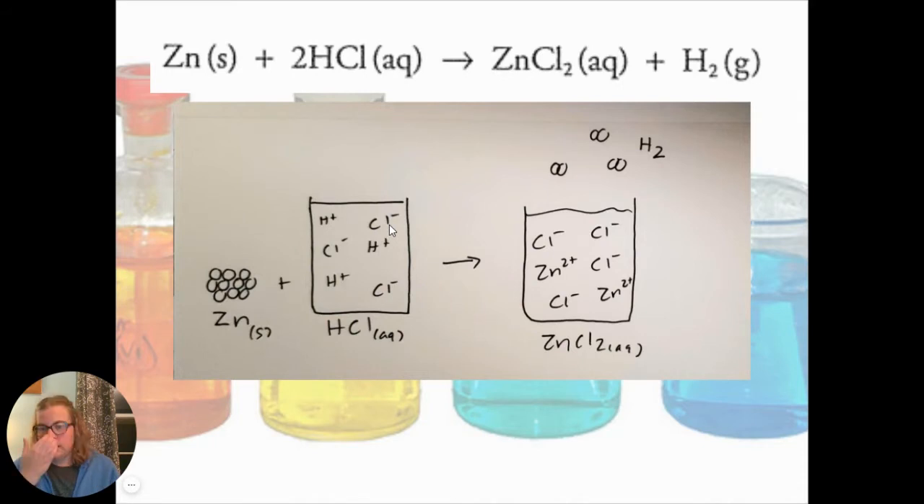Now you'll notice in these pictures, the subscripts in my H and Cl are 1 and 1. So when I draw my picture, I make sure that I have a 1-to-1 ratio here. For every 1 H plus, I get a Cl minus. Okay. So really when these two things mix together, I have hydrogen ions getting together with the zinc and potentially the chloride ions getting together with the zinc. What they turn into is zinc chloride aqueous.